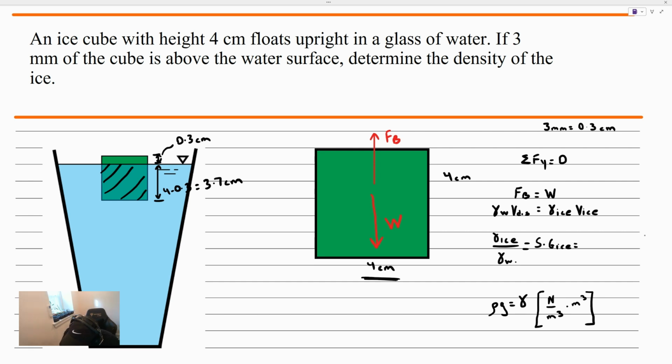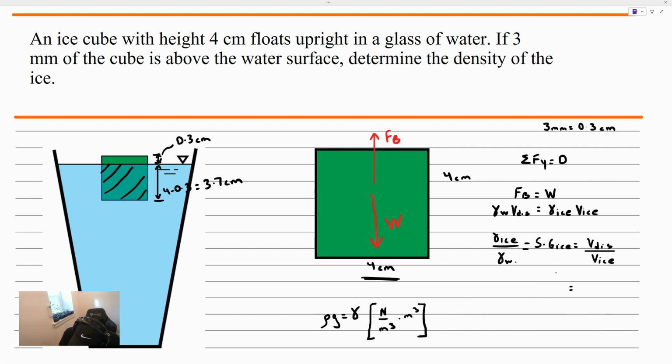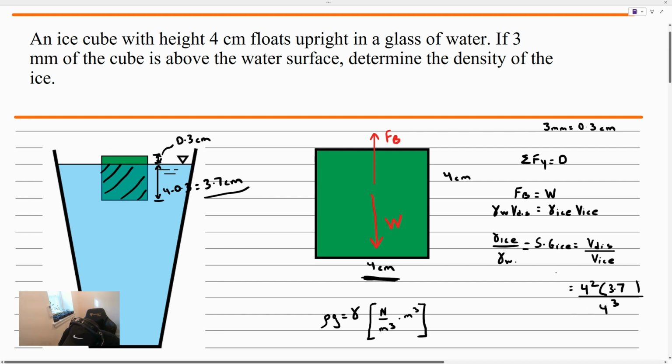Once we have the specific gravity of ice, what we know is that that's equal to the volume of the displaced fluid divided by the volume of that ice cube. Now again, thinking about the volume of the displaced fluid, it's equal to 4 squared, that's this base times the depth, times the height. That is this 3.7 centimeters here. And we have the volume of the ice cube. The volume of a cube is just the side length cubed. That's 4 cubed.